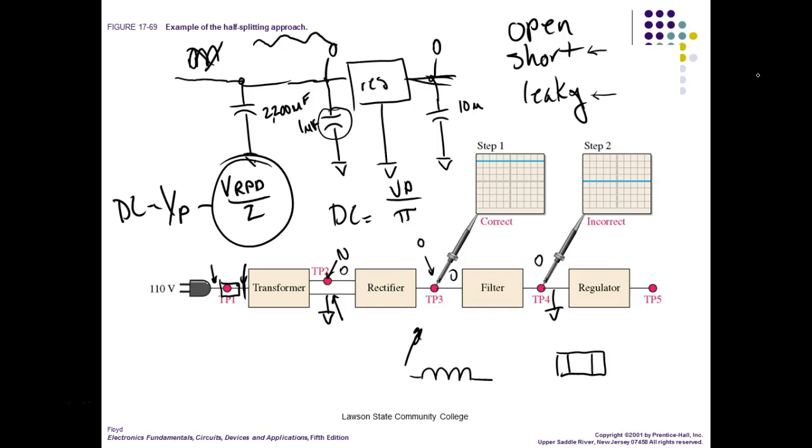What could be the probable cause of an output that's higher than what it's supposed to be? There's only one component, because it would be higher. The regulator, yes. The regulator shorted. So what it's doing is letting our unregulated voltage come through, so it's shorted. So regulators can do the same thing. They can short, or they can open, or they can become leaky.